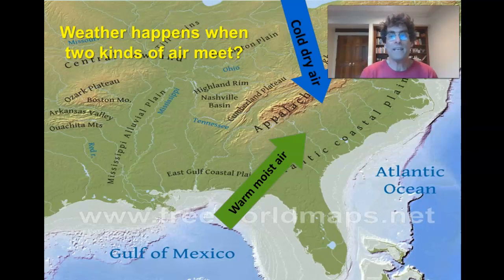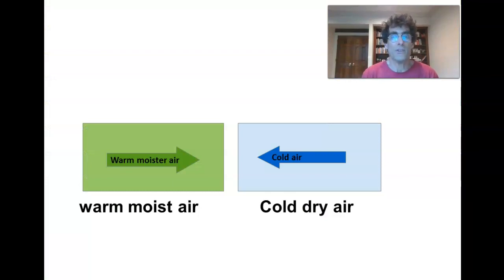Well, what's going to happen here where they meet? Whenever you have air masses that meet, you usually get weather. So let's see what happens. So here we have our two air masses, and they're going to collide. They can't just mix together because they're different densities, and so they're going to push each other around.